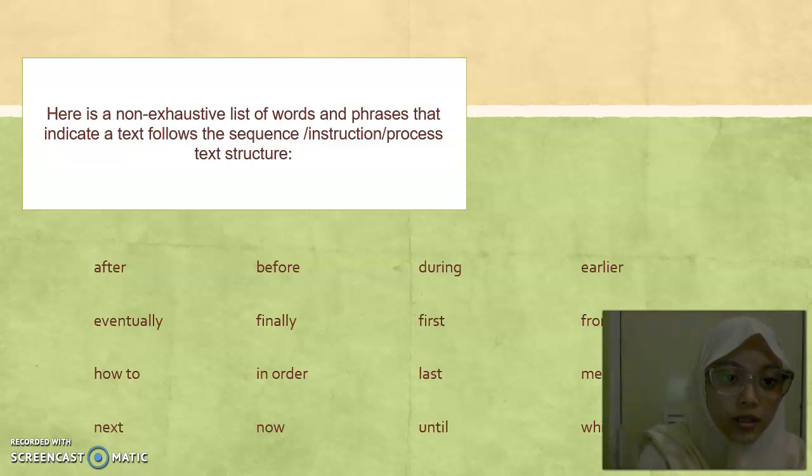Here is a non-exhaustive list of words and phrases that indicate a text follows the sequence or instruction or process text structure. You can read it by yourself.